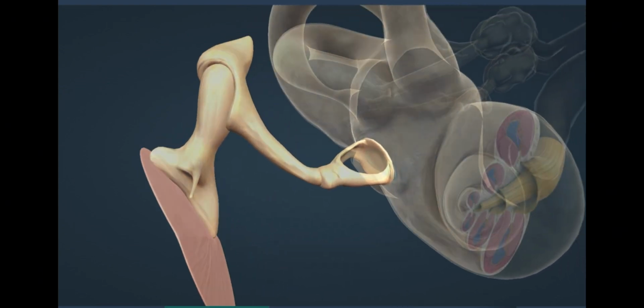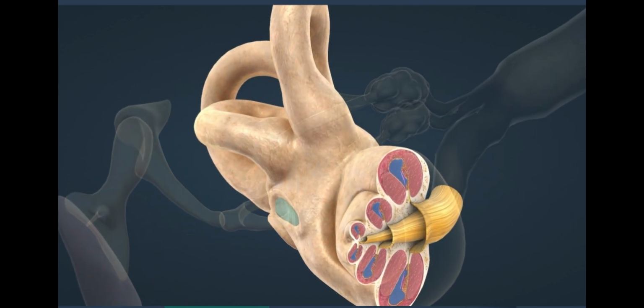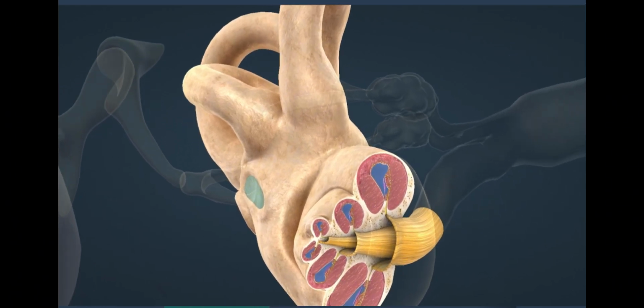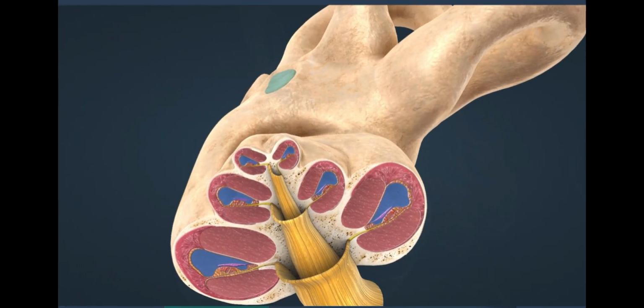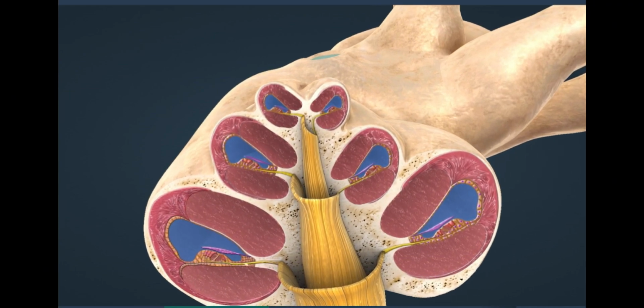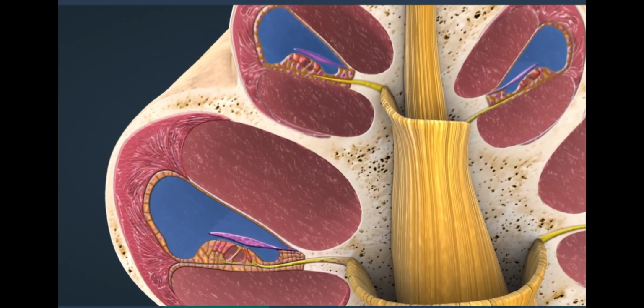2. Role in hearing. Sound waves enter the outer ear and travel through the ear canal, striking the eardrum. The eardrum vibrates, and the vibrations are transmitted through the ossicles to the cochlea, where they are converted into electrical signals for the brain to interpret.